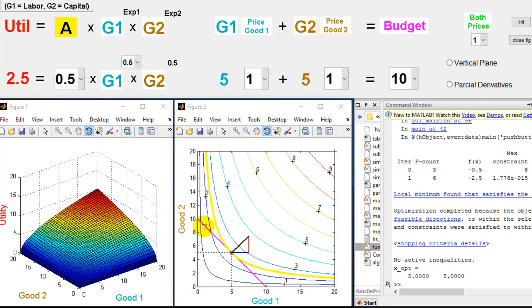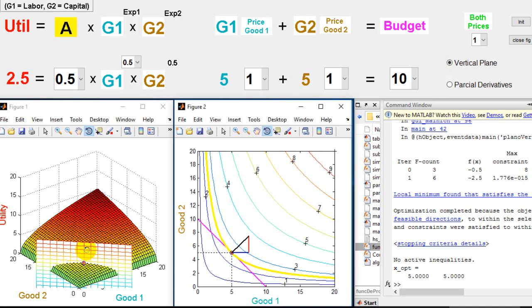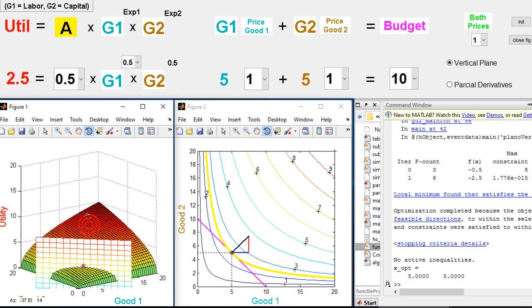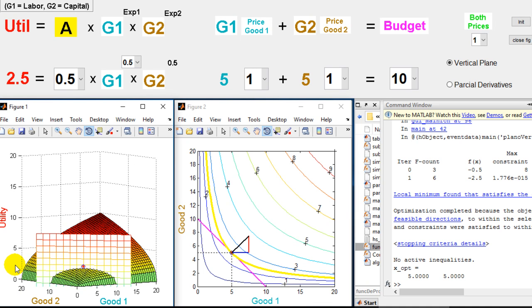Okay, we have also seen that this is a representation of the budget constraint in 2 dimensions, and if we want to see it in 3 dimensions, it's going to be a vertical plane, this one. So if you evaluate the utility function at the optimal solution, 5 and 5, you get 2.5, which we can see here, between 0 and 5.